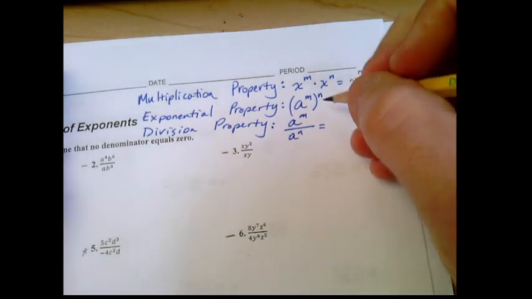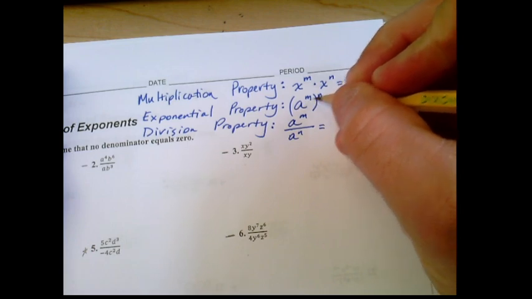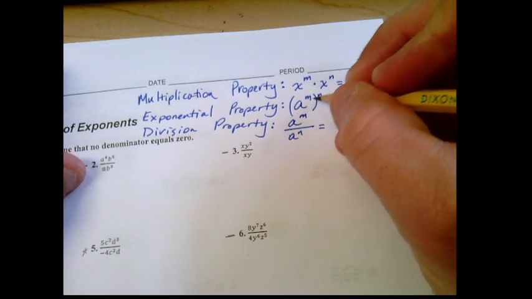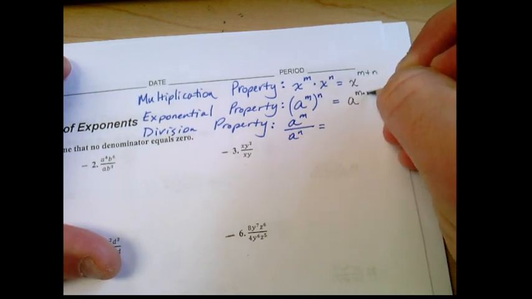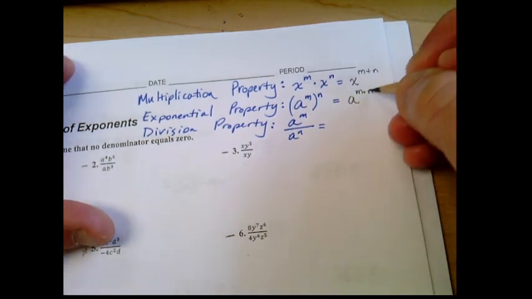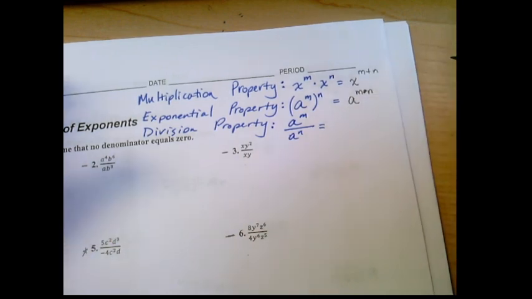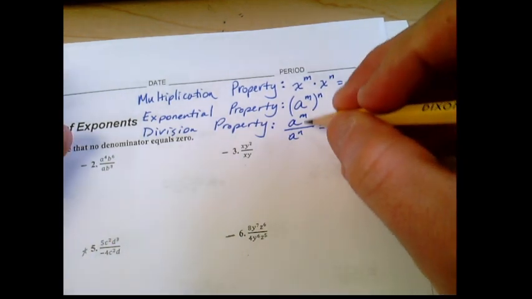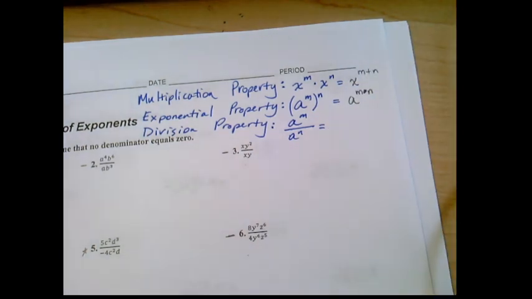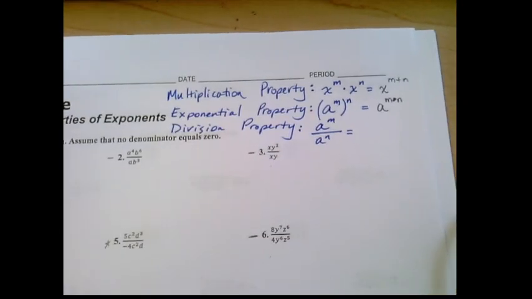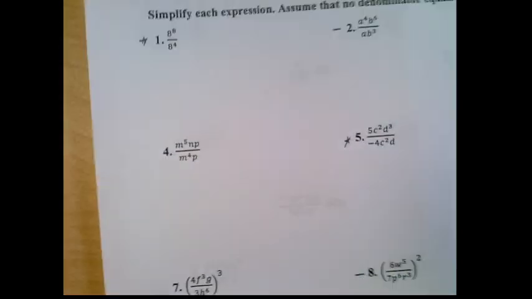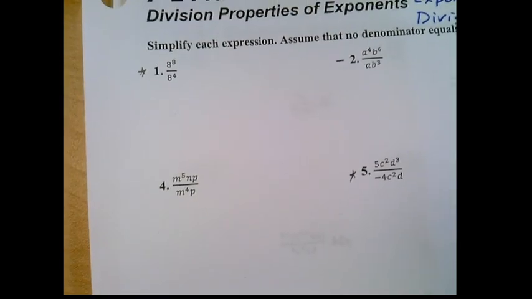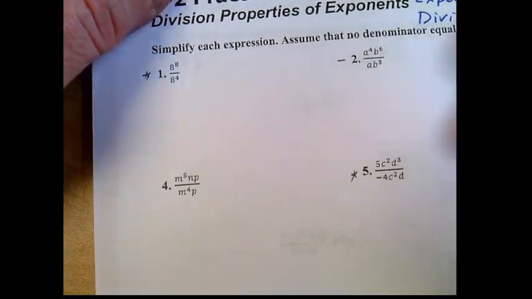We also talked at the end of last week that when we raise it to a power, what happens? Well, we actually multiply those two together. So a to the m times n, okay, something like that, multiplied by n. And then the last one, this is what we're going to talk about today. What do you think happens when we divide? Well, you may have an idea, but let's go over here and look at number 1, if I can zoom in enough. Okay? It says 8 to the 8th divided by 8 to the 4th.